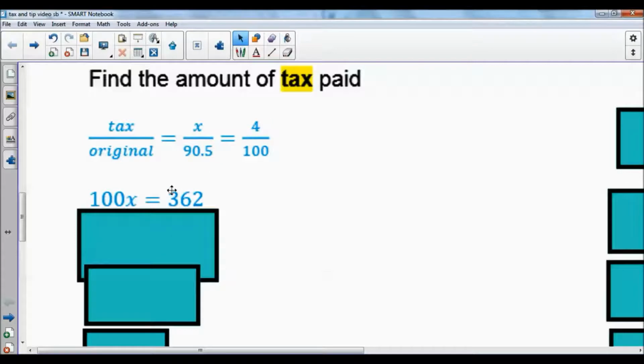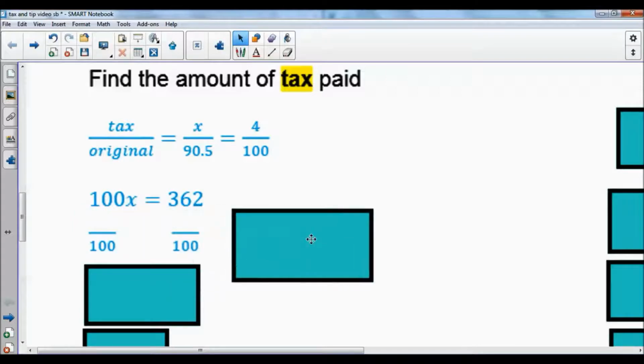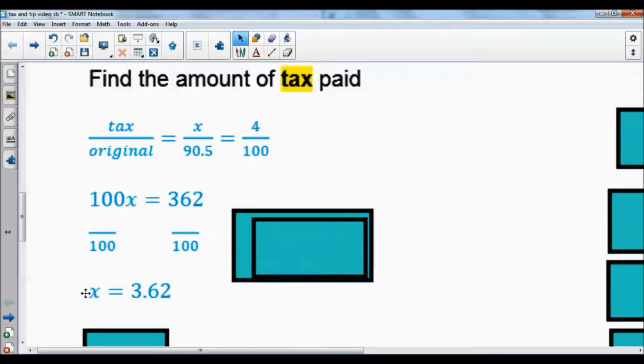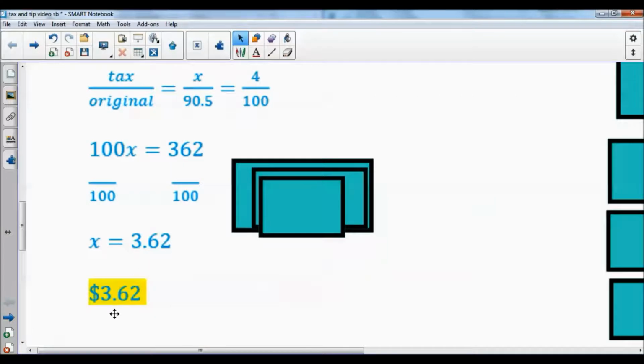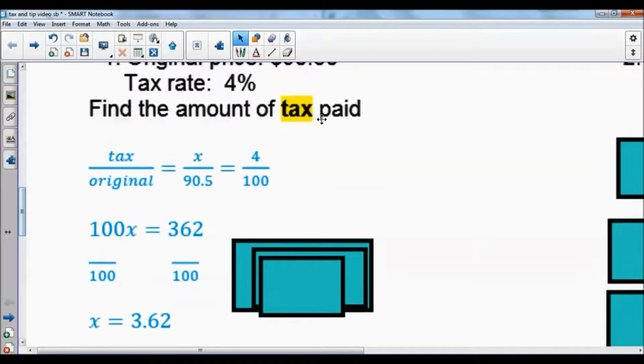90.5 times 4 is 362. And again, we're going to have to divide by 100 on both sides. Okay, so that's what that's going to show. And then we would get x is equal to 3.62. Okay, so since we're just looking for the tax, that's our final answer. Our final answer is $3.62. That is the tax.